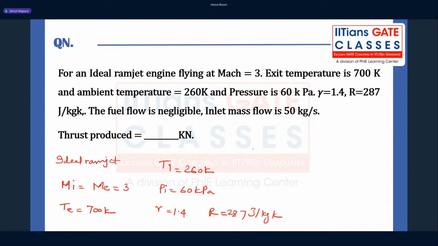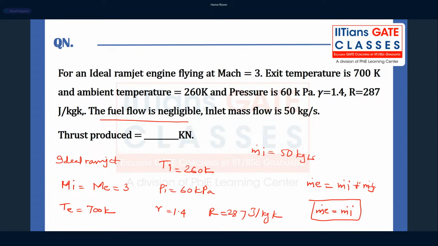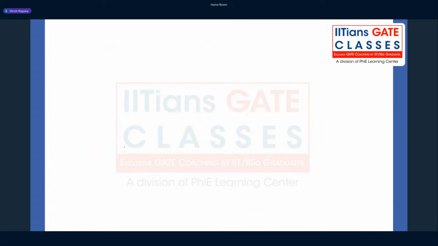The mass flow rate m dot I that they have given is 50 kg per second, and they have told that fuel flow is negligible. So m dot exit is nothing but m dot I plus m dot F. But here the mass flow rate of fuel is negligible. So we consider m dot E same as m dot I. We need to find out the thrust produced. So in order to find out thrust, its equation is m dot E VE minus m dot I VI.